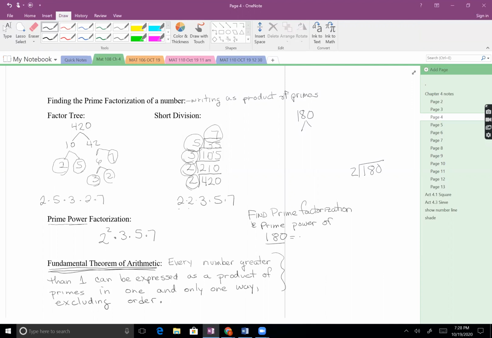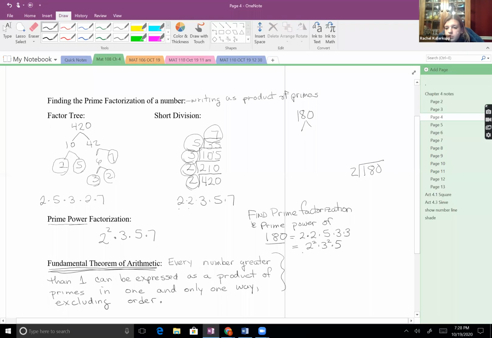I got 2 times 2 times 5 times 3 times 3. So that would be 2 to the second times 3 to the second times 5. Yes. All right. Now here's the question, the $6 million question. Did everybody else get the same? Yes. So we've got that unique prime factorization.